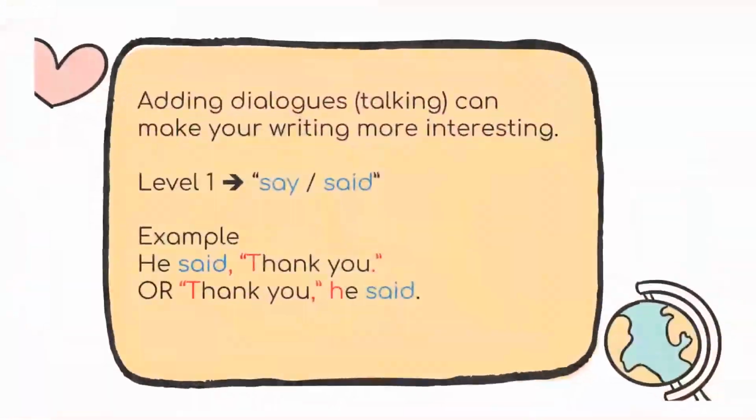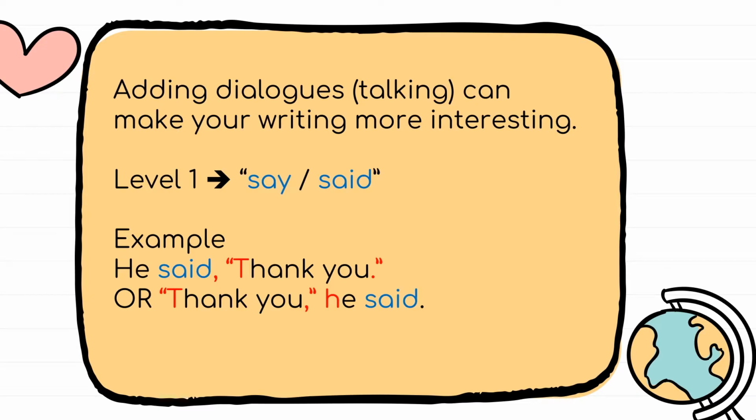Dialogues. So dialogues means someone is talking. Adding dialogues to your story can make your writing more interesting. Level 1. The easiest way to write it is by using say or said. For example, he said, "Thank you." Or, "Thank you," he said.